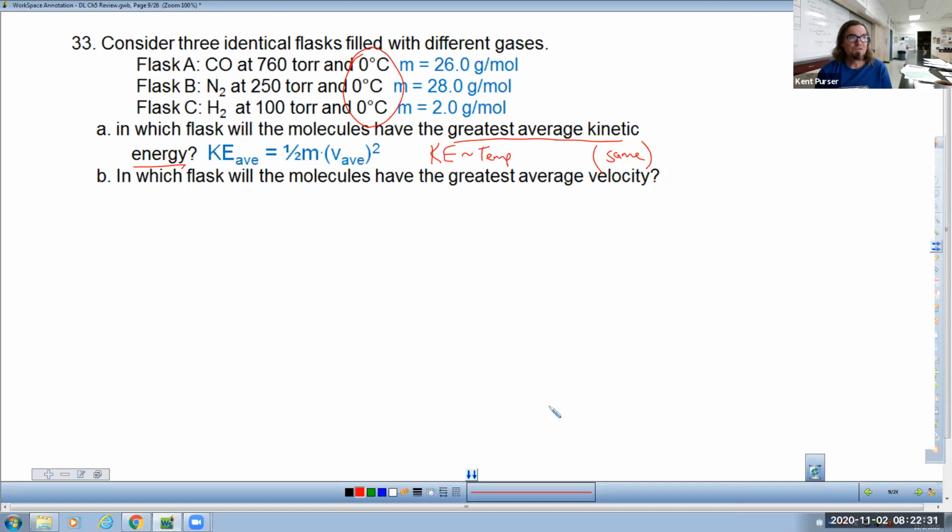Question letter B, in which flask will the molecules have the greatest average velocity? Okay, so we now know that they all have the same kinetic energy. But we know that the kinetic energy has a formula that says 1/2 mv squared. So the one that will have the greatest velocity is the one that has the least amount of mass. So the smallest mass is our hydrogen gas, and so therefore hydrogen will have the greatest velocity.